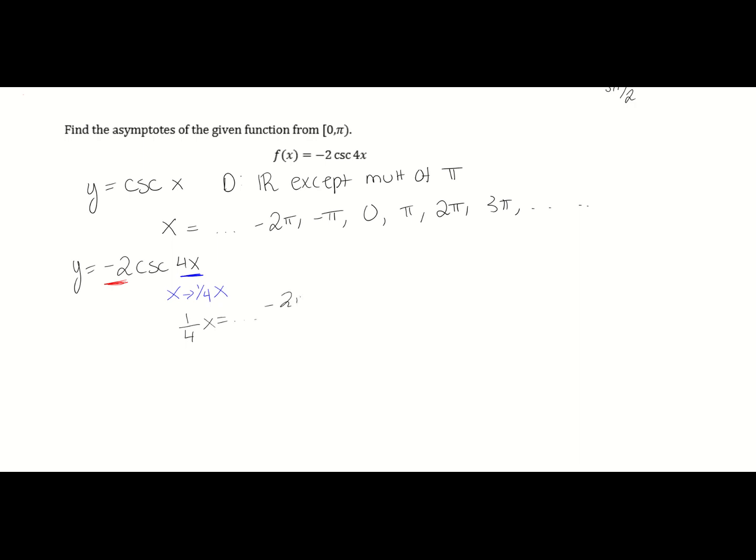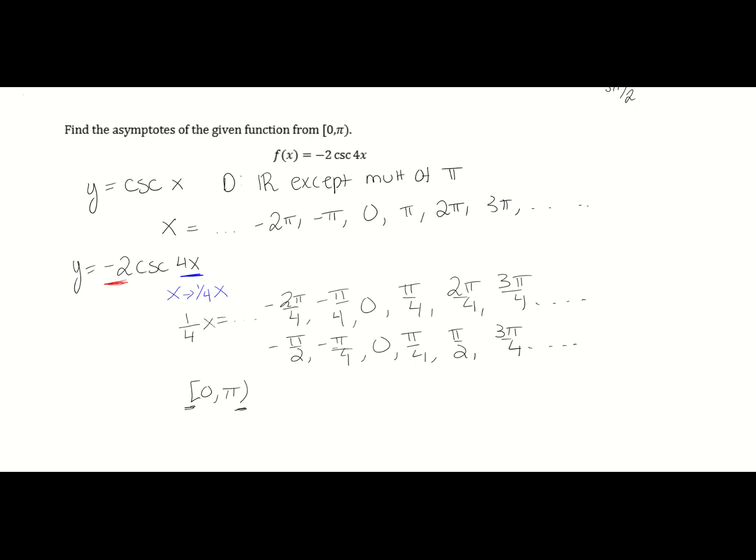So I'm going to have negative 2 pi over 4, I'll simplify that in a second, negative pi over 4, 0, pi over 4, 2 pi over 4, 3 pi over 4, and so on. So I'm going to get negative pi over 2, negative pi over 4, 0, pi over 4, pi over 2, 3 pi over 4, and now I want to look at the ones that are in the interval that I'm being asked. So in this one it's 0 to pi, including 0 but not including pi if they're asymptotes.